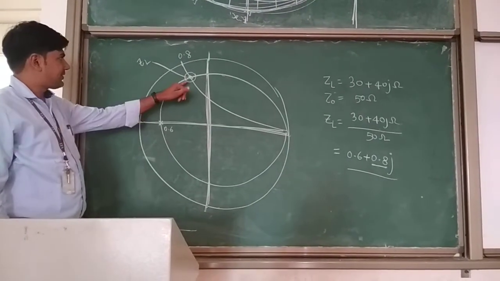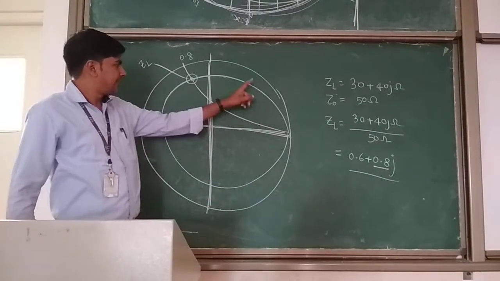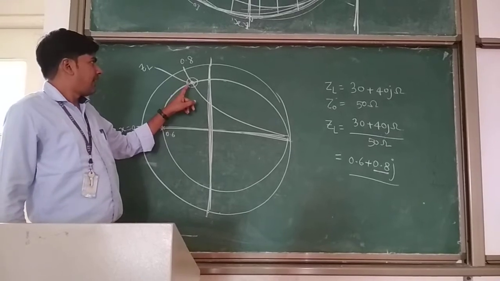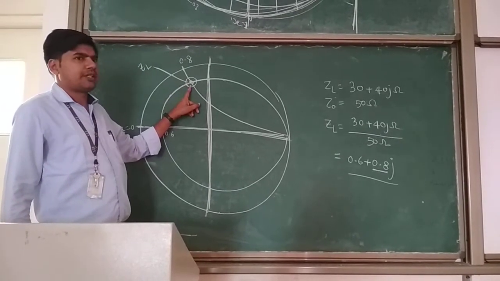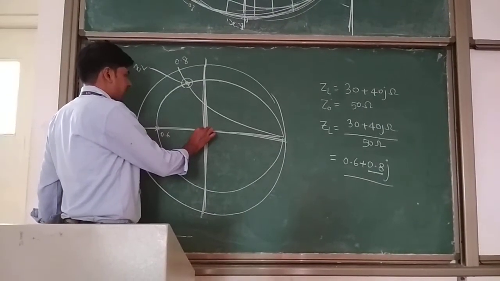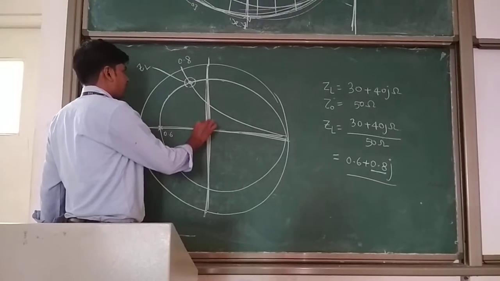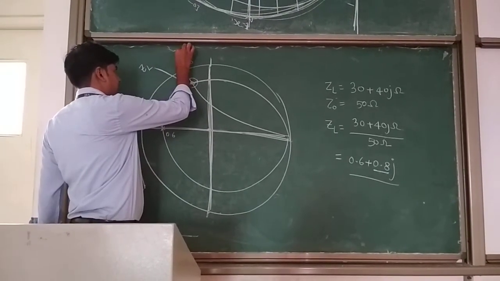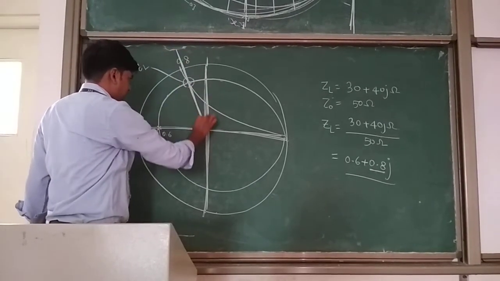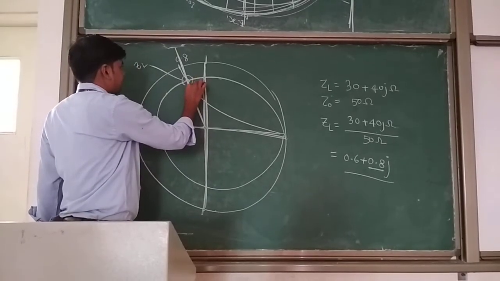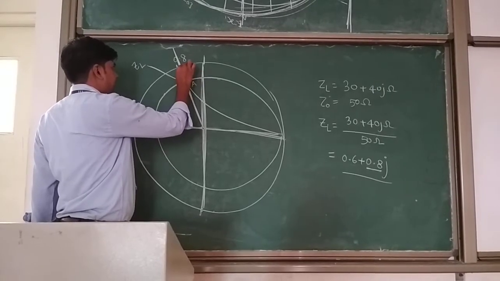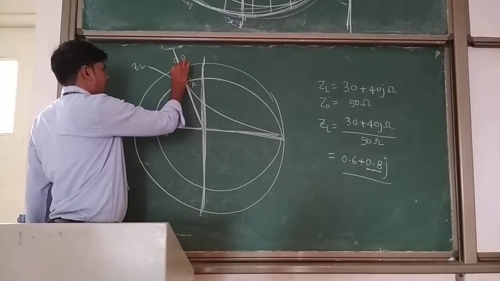The intersection of the resistance circuit and the reactance circuit will represent the load point, and we have to find the reflection coefficient due to this load. We will draw a line using a scale from the center of the Smith chart through this point to outside of the Smith chart. This line will cut at point A, and B is the outer point of the Smith chart.